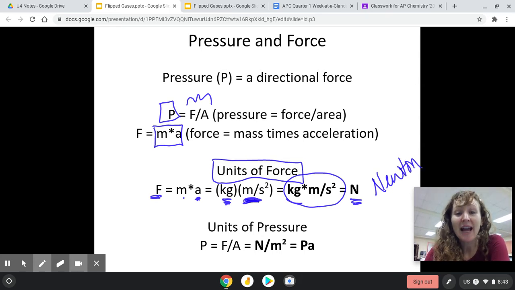So if I ask you how much you weigh, you should not tell me I weigh 70 kilograms. That's not your weight, it's your mass. Your mass is measured in kilograms. Your weight is going to be measured in kilogram meters per second squared. Remember, this factor is the acceleration due to gravity.